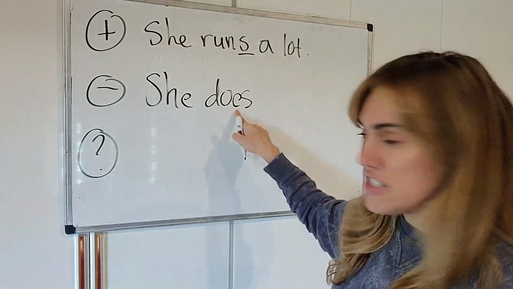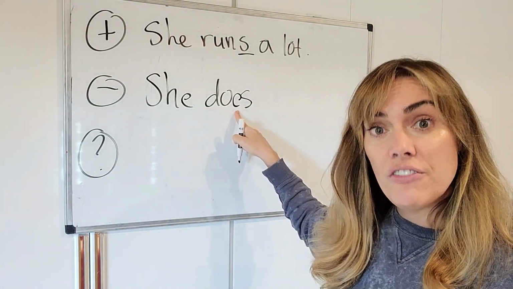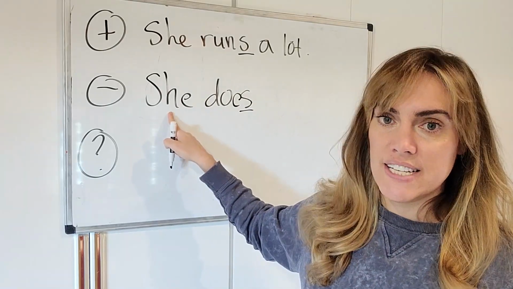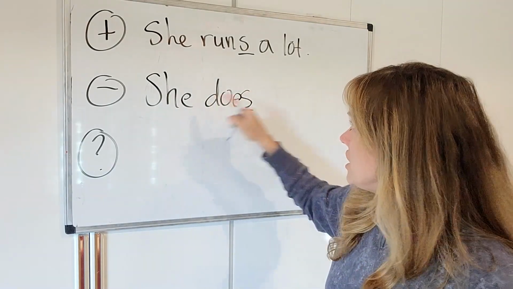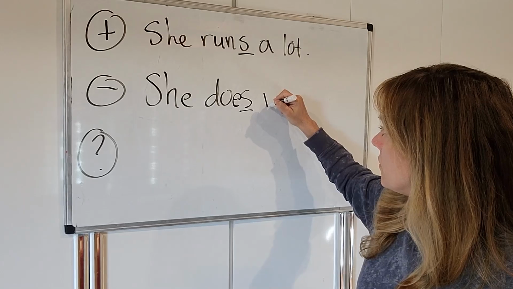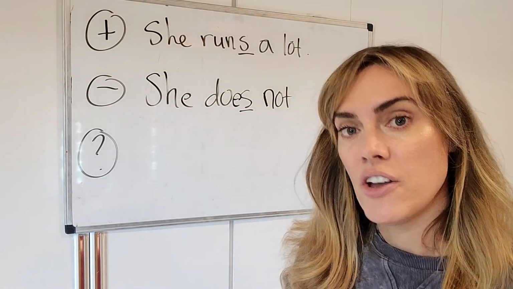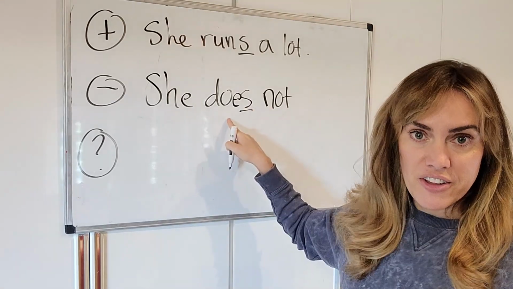It's she does. You should have an S at the end of the verb in the present tense because the subject is third person singular. So, she does not. Now, this is where we put the negative. We put the negative after the helping verb.